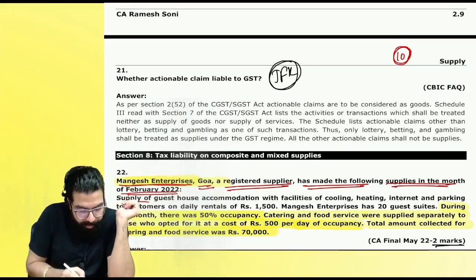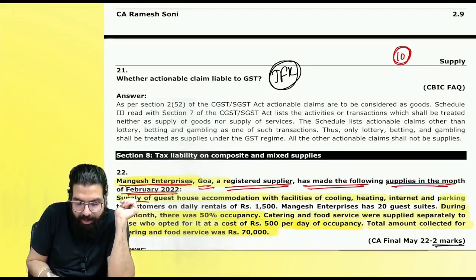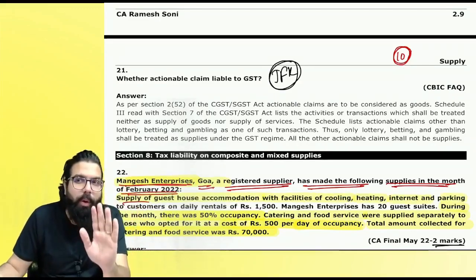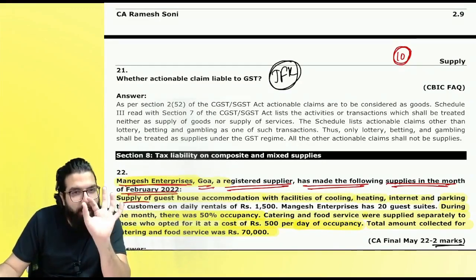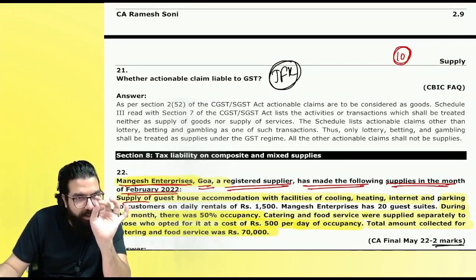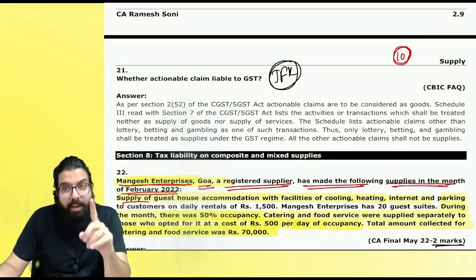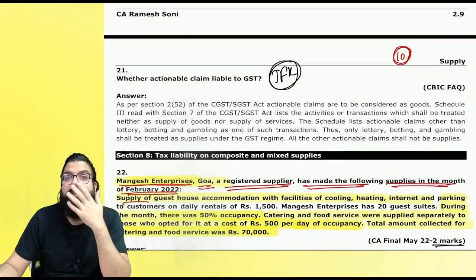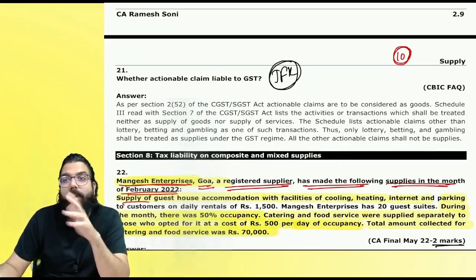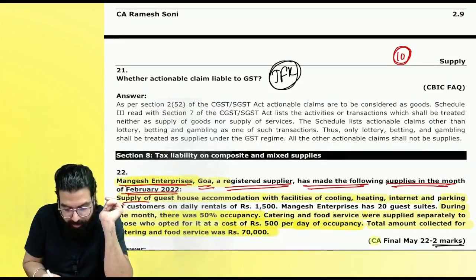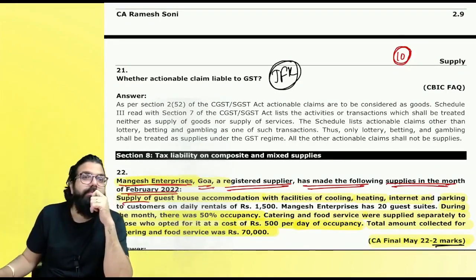See everyone, they are telling supply of guest house with facilities of cooling, heating, internet and parking is also a composite supply. And they told, along with the hotel, if you want all this heating, cooling, everything we'll give. Plus if you want food, we'll charge you 500 extra. Is it still hotel accommodation with catering services? Yes or no? Will you consider it as composite or mixed? Baba, that is why they have asked in CA Final May 22, no?